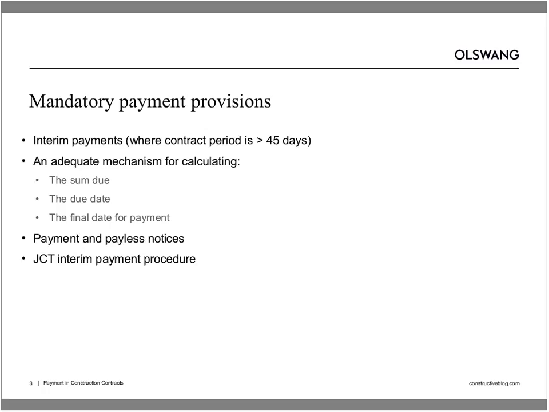And the final date for payment is the key date by which, if no payment that falls due under the contract is made, then there are potentially quite serious and draconian consequences for the paying party. For example, the contractor may have the right to suspend performance and ultimately to terminate the contract.